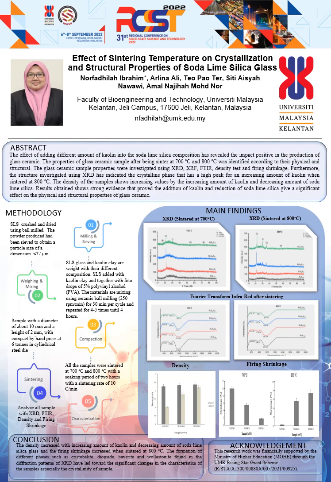sintered at 800 °C. The density of the sample shows increasing value with increasing amounts of kaolin and decreasing amount of soda lime silica used. The result obtained shows strong evidence that the addition of kaolin and reduction of soda lime silica give a significant effect on the physical and structural properties of glass ceramic.